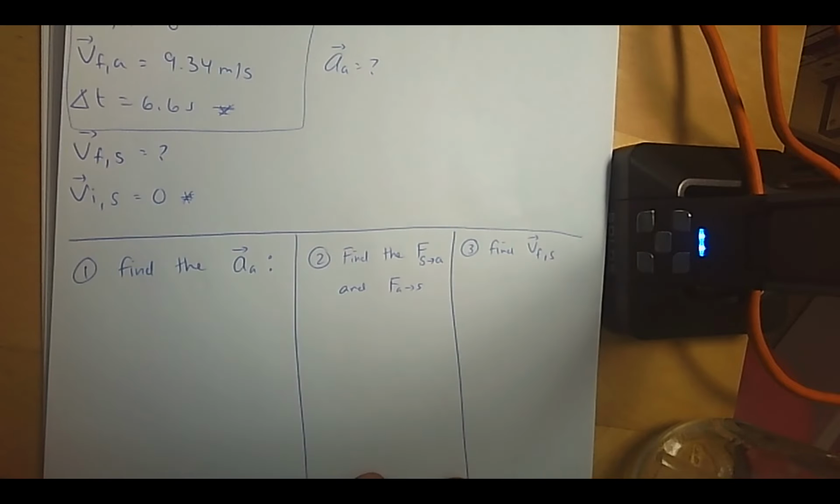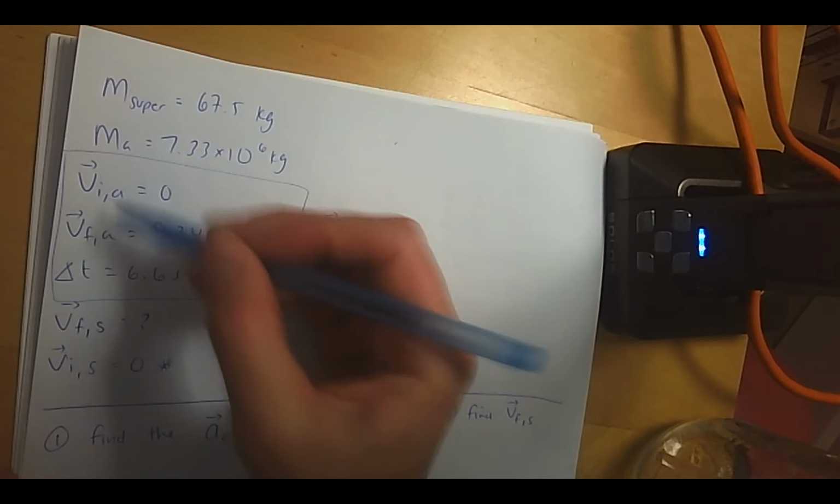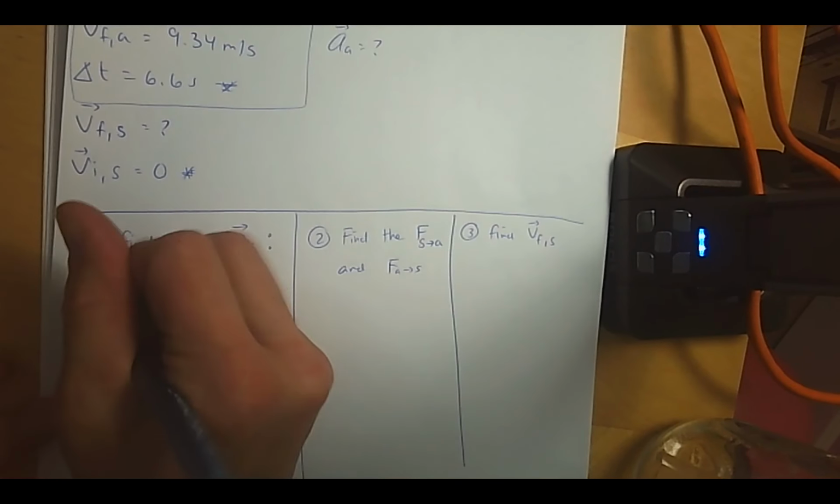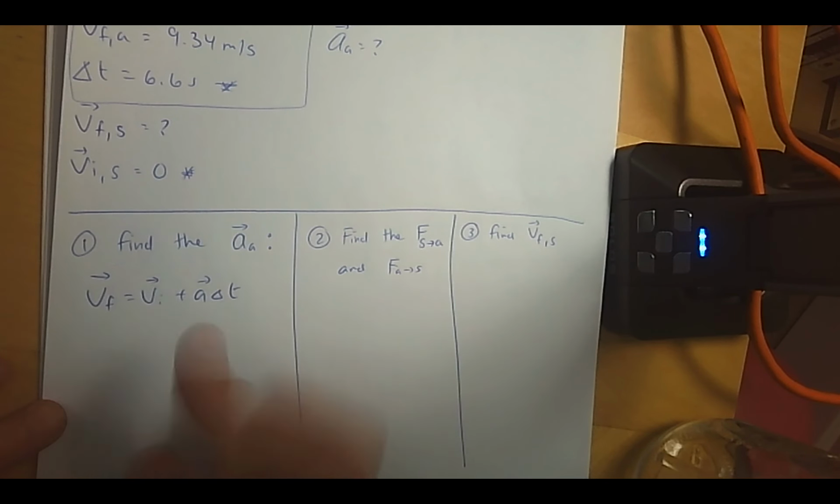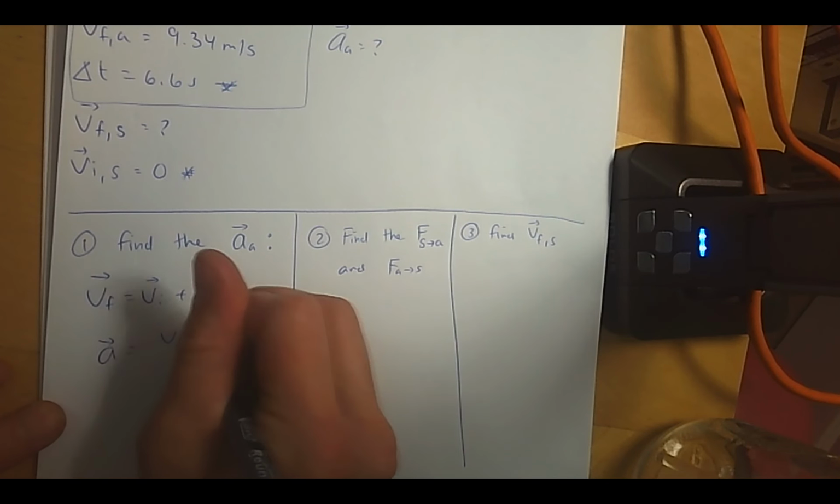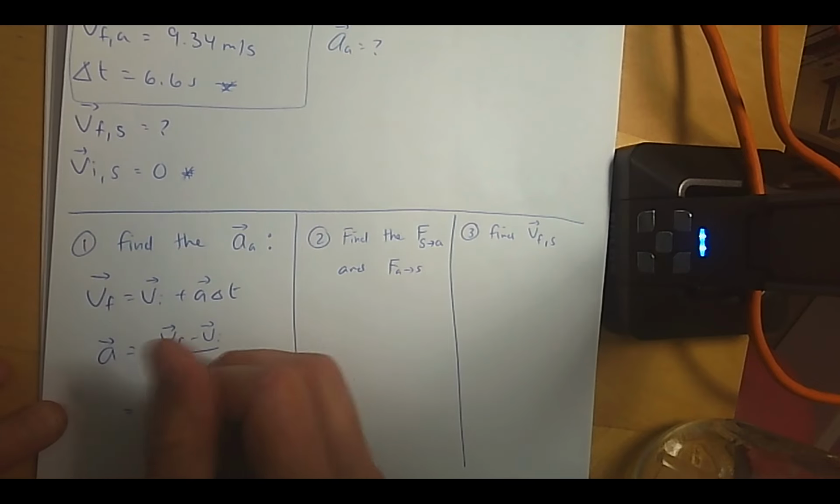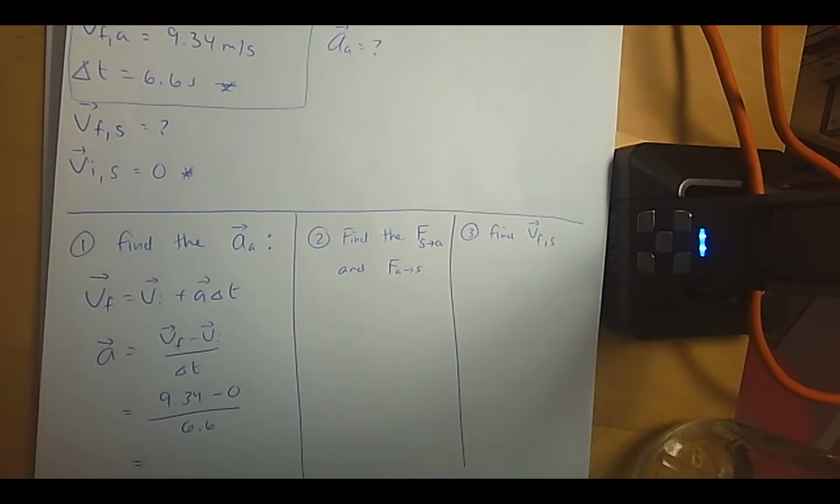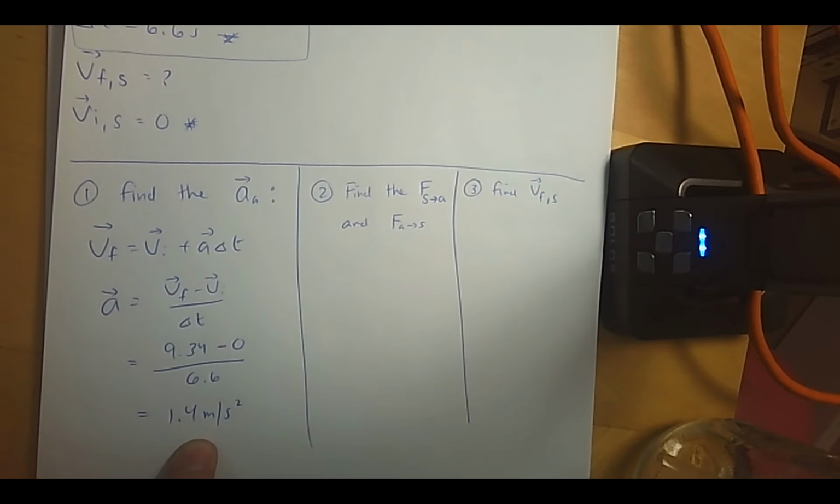All right. So the acceleration of the asteroid is going to be found by using initial velocity, final velocity, time, and acceleration. And that equation is v final equals v initial plus a delta t, which means that a equals v final minus v initial over delta t. So v final is 9.34 minus 0 over 6.6. That's 1.4 meters per second squared. That is the acceleration of the asteroid.